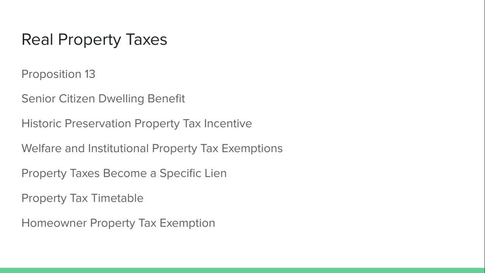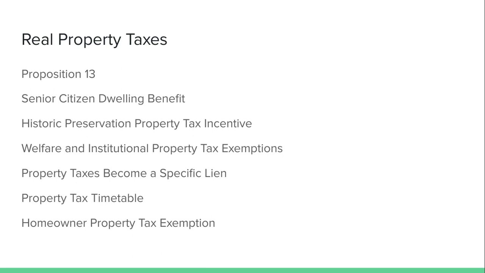Property taxes become a specific lien against the home on January 1st of every year. Looking at this property tax timetable, you have that specific lien on January 1st. Then you have the county fiscal year beginning on July 1st. Then you have the first installment of property taxes due on November 1st. If they're not paid by December 10th, they become delinquent. The second installment of property taxes is due on February 1st, and if they're not paid by April 10th, then they become delinquent. So that's basically the timetable of property taxes.